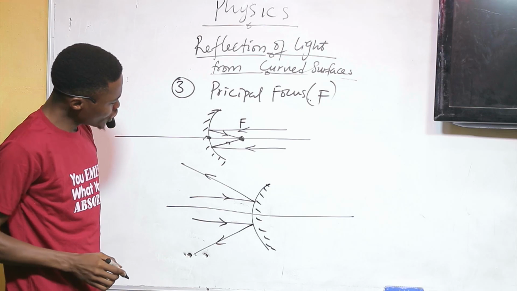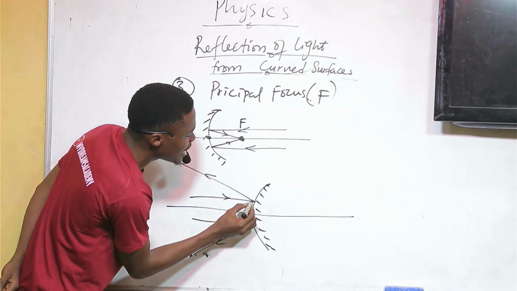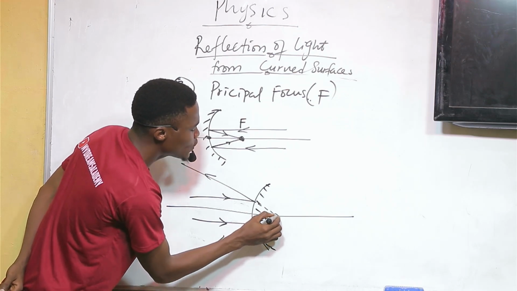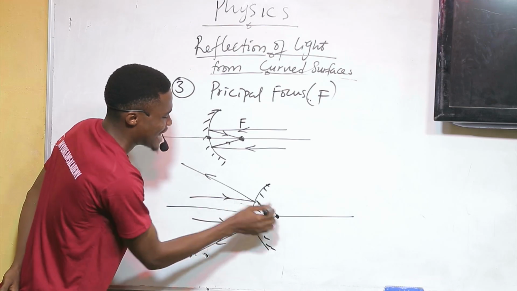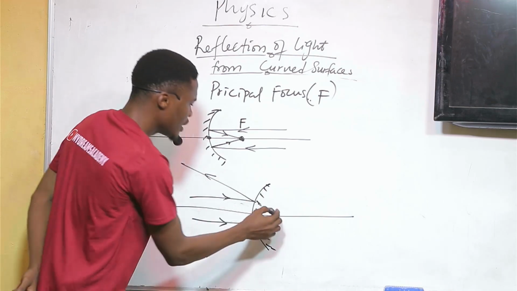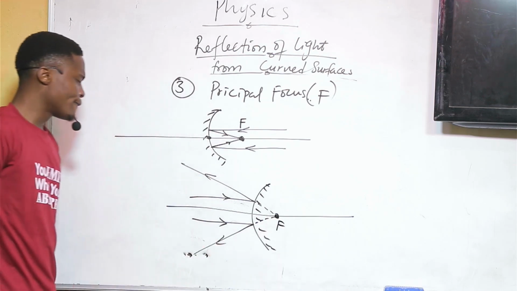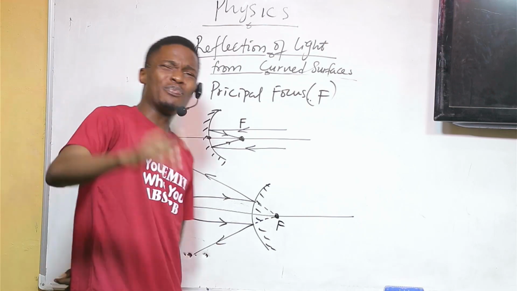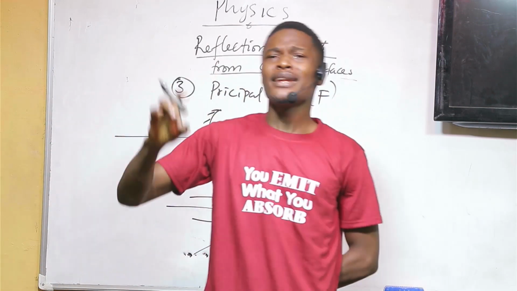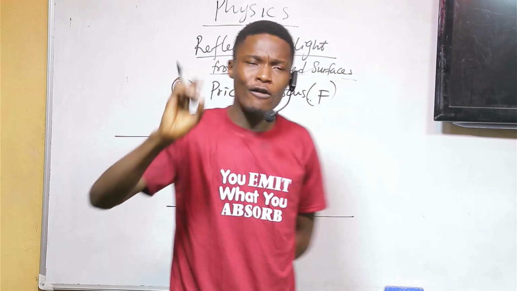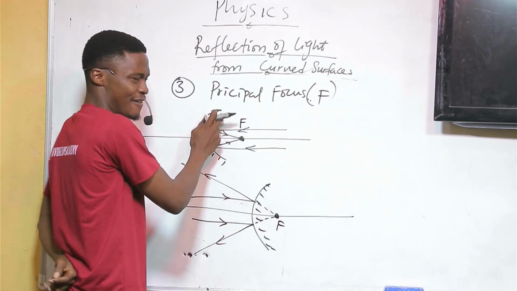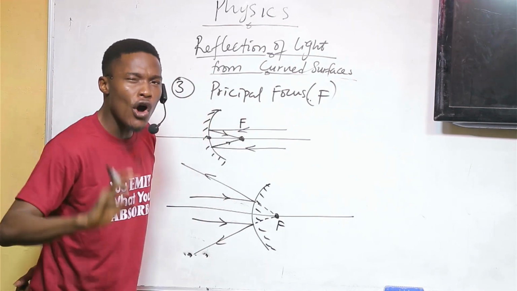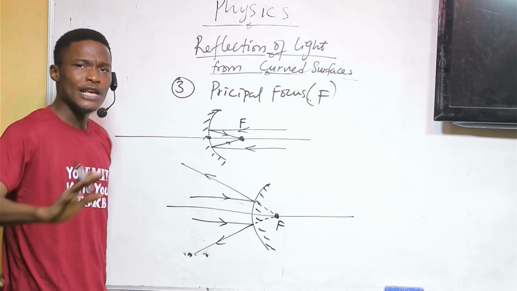On the other hand, if you trace these rays of light back with dotted lines, it will be as if this scattering of rays of light is coming from this point. This point is also known as principal focus. But pay attention. That is why we said that principal focus is the point where the rays converge or appear to converge. In the first diagram, they converged. In the second one, they appear to converge. So make sure you know the one that you are defining.